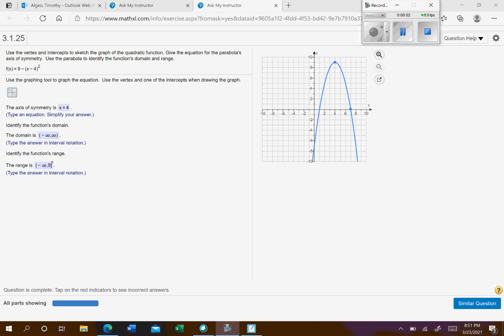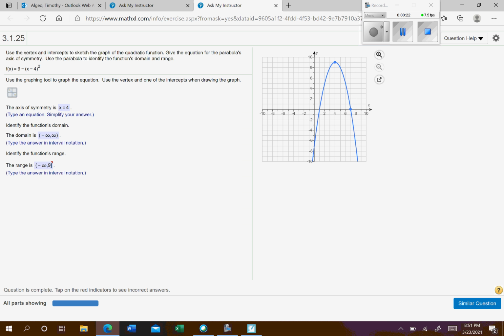So here's the question that you sent me. And so everything looks good to me. So yeah, the range is from negative infinity up to 9. Let's see. So you put from 9 to 7. Okay. So what we want to remember about range is it's from bottom to top.